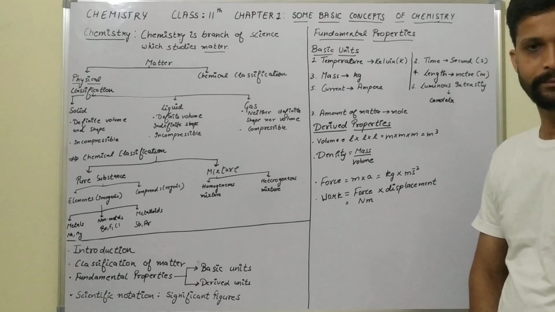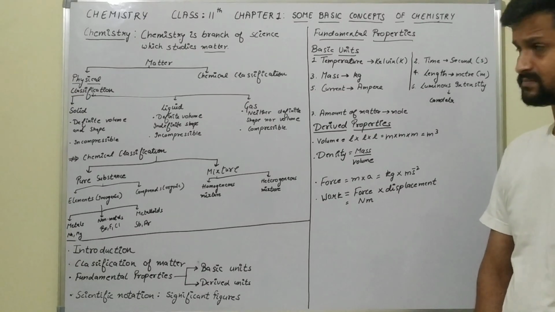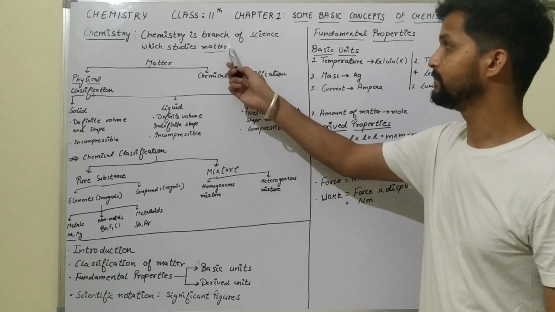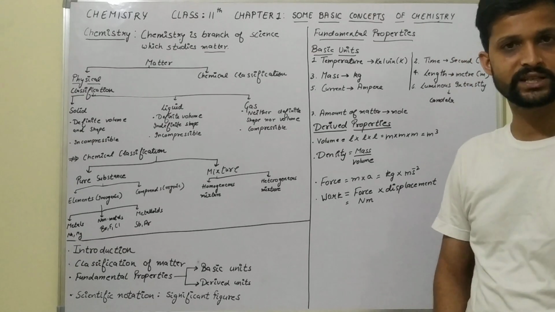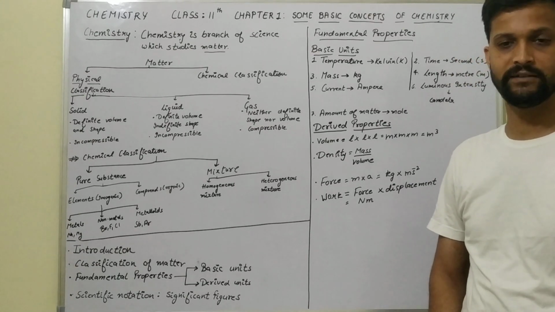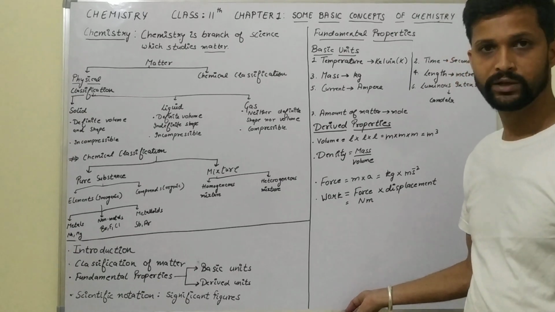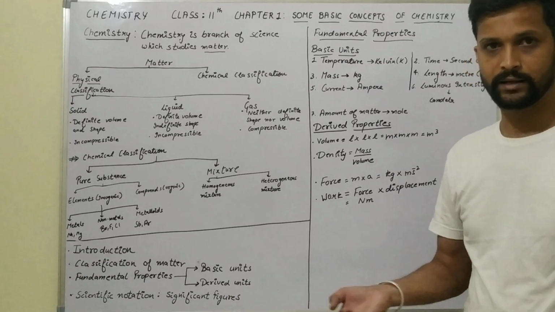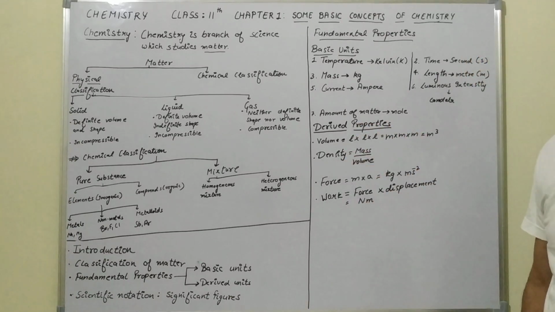Chemistry is a branch of science which studies matter. Clear? As we know, what is the definition of matter? Anything which can occupy space and has mass and volume. Like this board, which occupies space and also has mass. This is also matter. Like a mobile, your pen, copy, pencil, everything is matter.